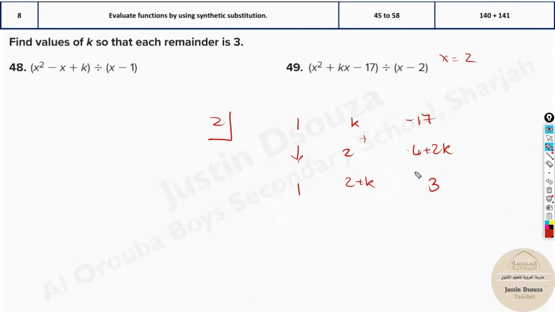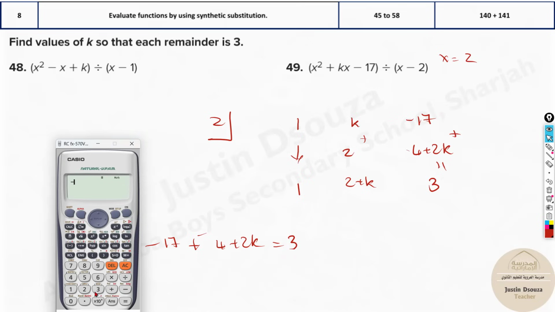Now, can we solve it? Yes, absolutely. Why? Add them up. Over here, just add it up, and that must be equal to this. So, it's minus 17 plus 4 plus 2k, which will be equal to 3. You can put this in the calculator directly and solve.